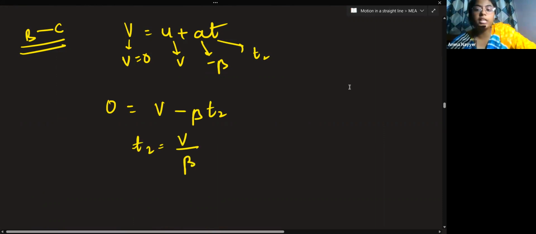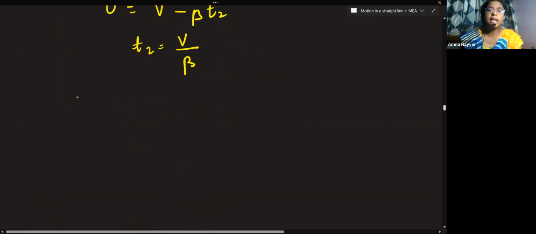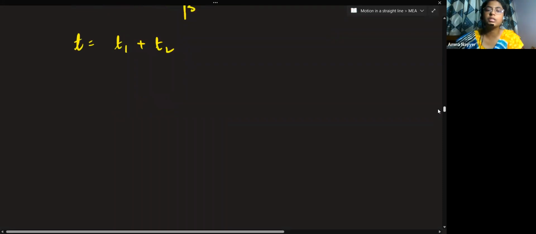We know one variable, that is the total time that has elapsed. So total time is actually T1 plus T2. V is the variable we have to find out. Alpha and beta are given in the question, T is also given, but T1 and T2 are not provided in the question, which means we have to eliminate them. So let's put in the values we have calculated. T becomes V by alpha plus V divided by beta.